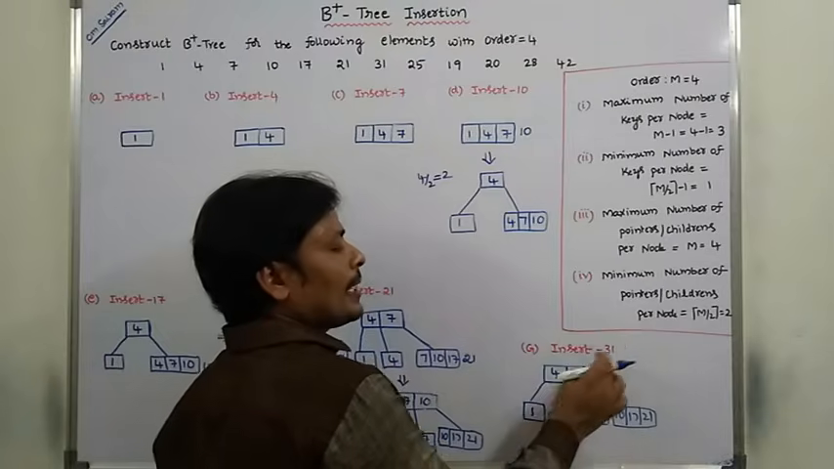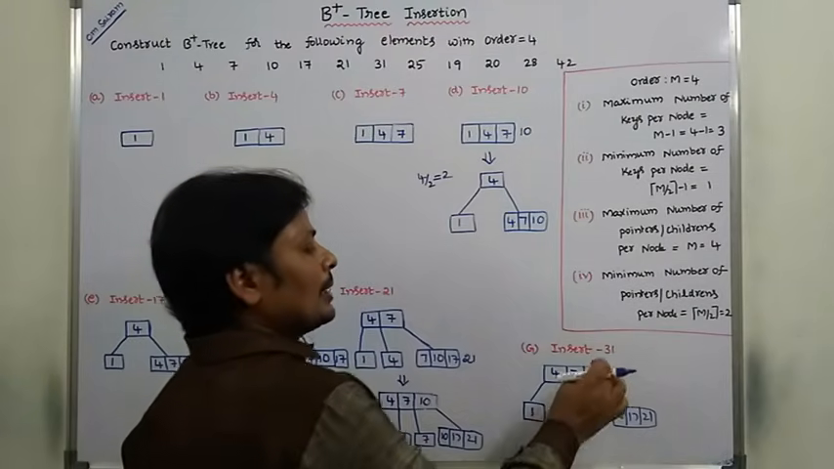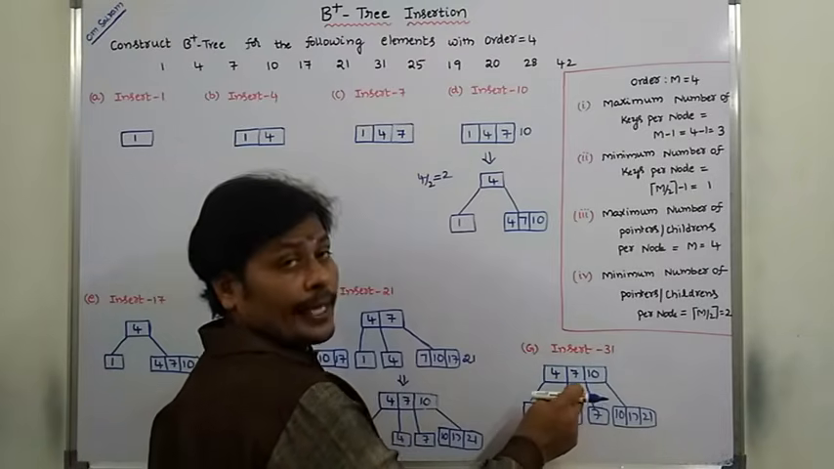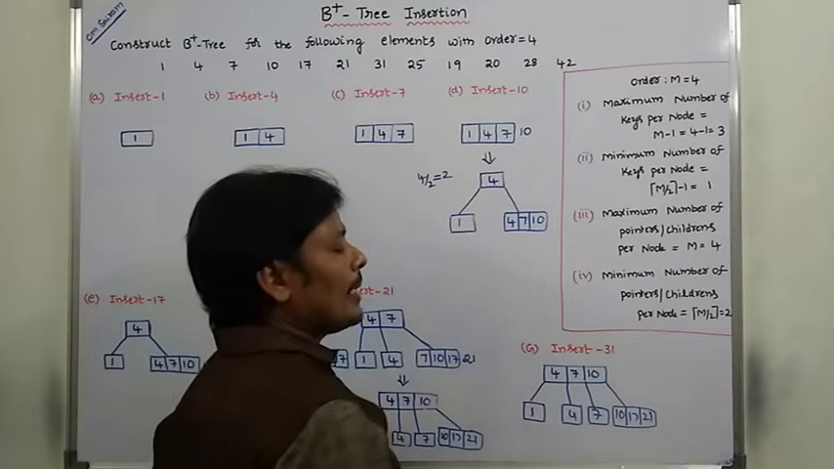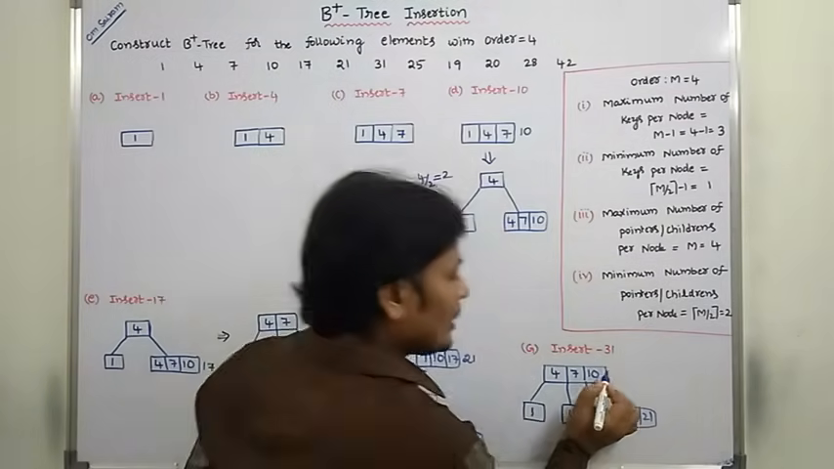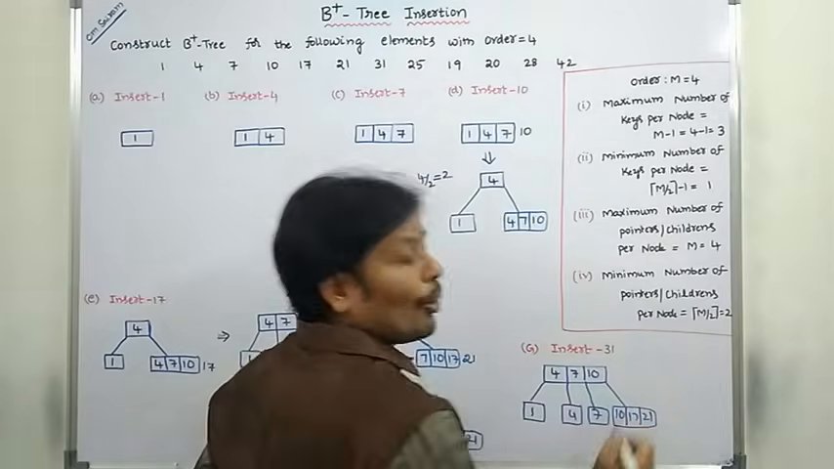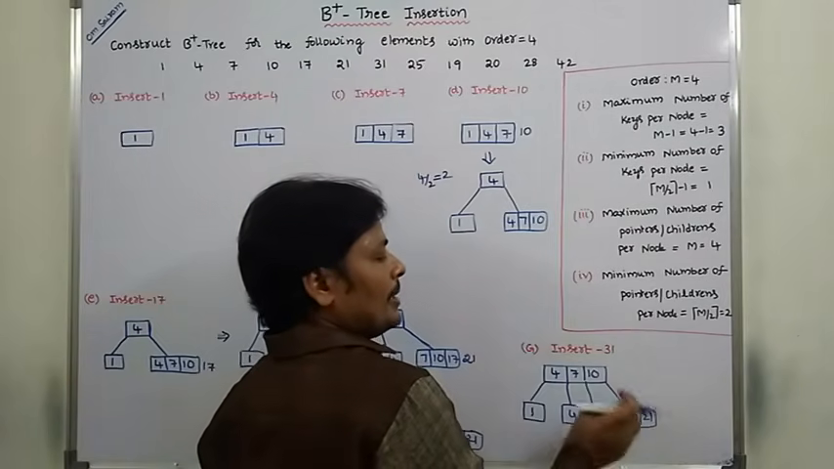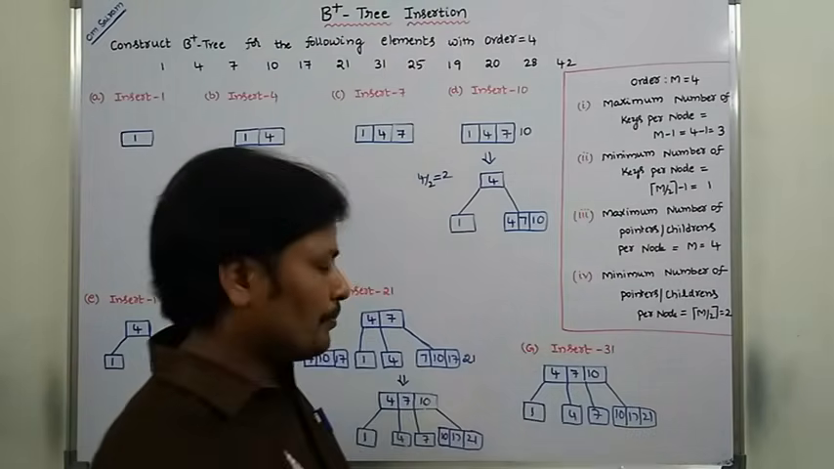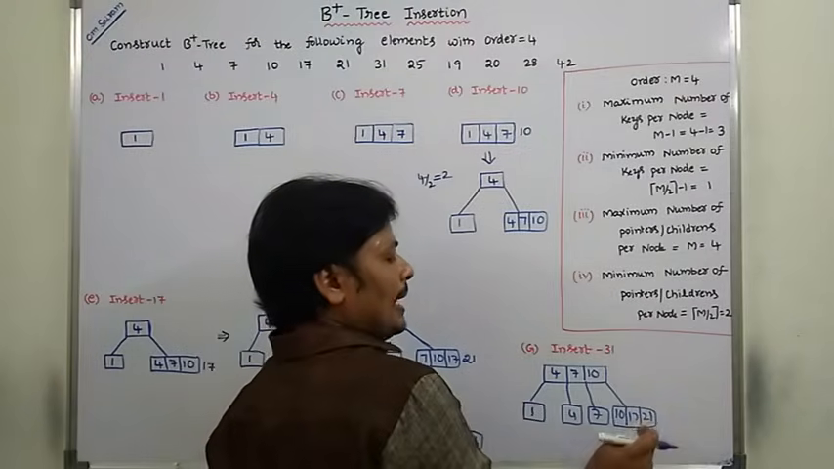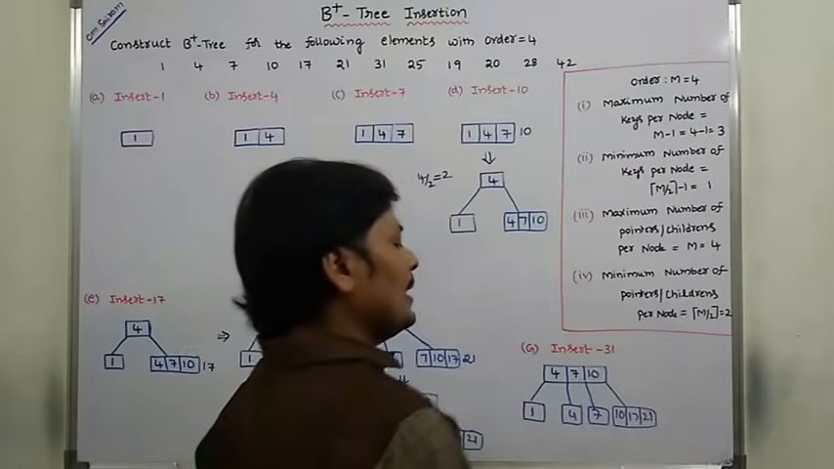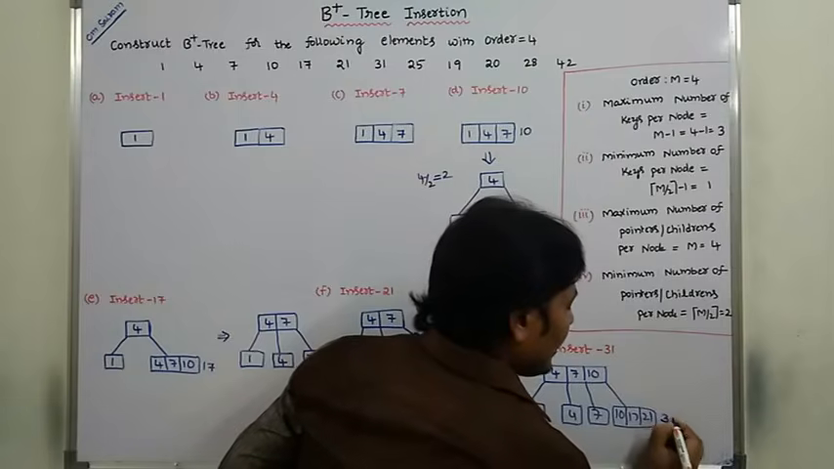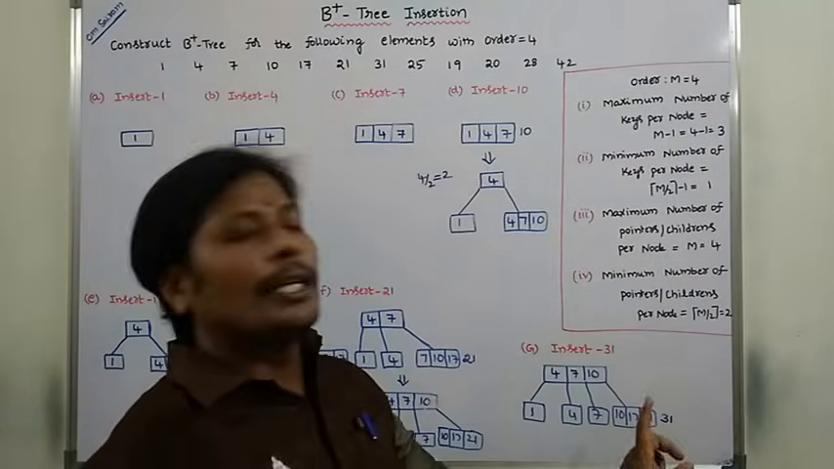First, 31 is compared with the key elements in the root node. 31 is compared with 4, so it is greater. Next 31 is compared with 7, it is greater. Next 31 is compared with 10, it is greater. So go to the right pointer, which points to a right subtree that contains a node with 3 key elements. Now 31 is compared with 10, 17, and 21, and it is greater than all of them. So 31 can be inserted to the right of 21.